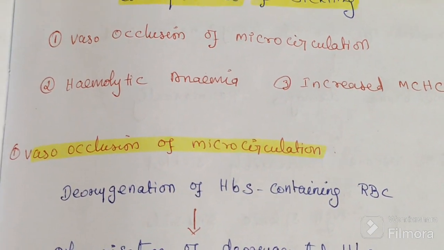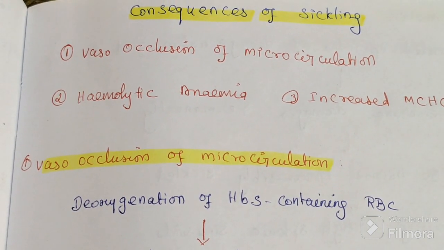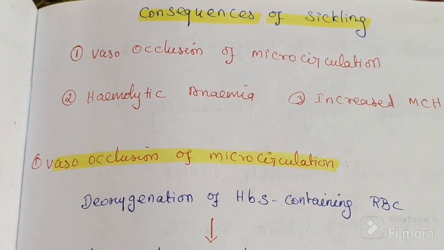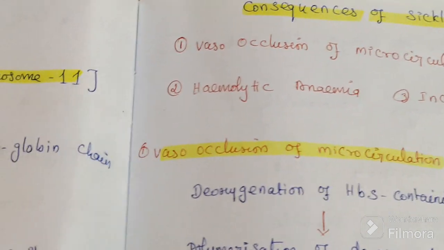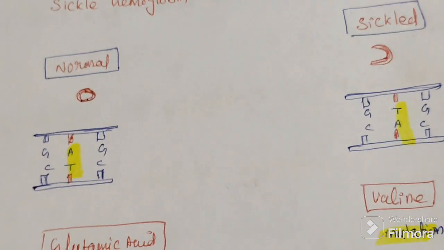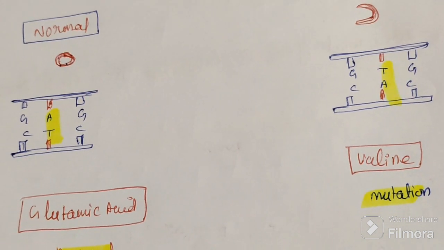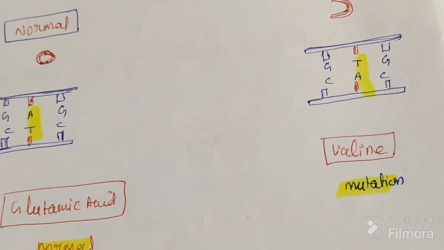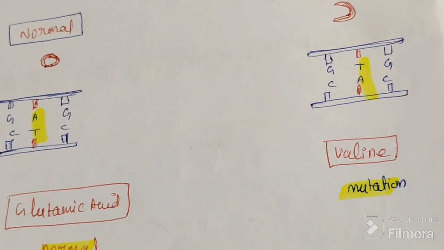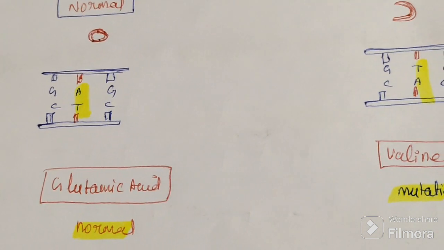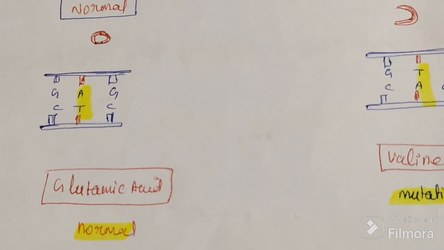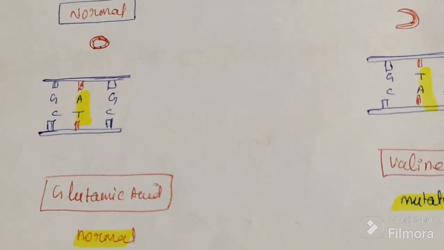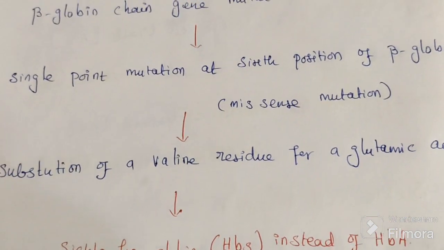At the sixth codon, the sixth position of the gene, there is a point mutation which is known as missense mutation, which leads to glutamic acid replacement and HbA replaced by HbS. So that is the complete pathogenesis.